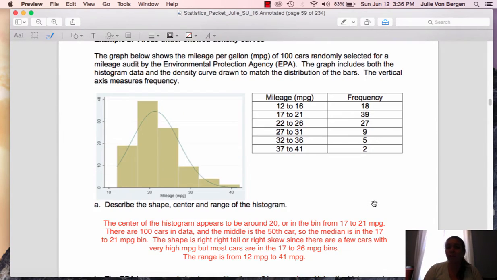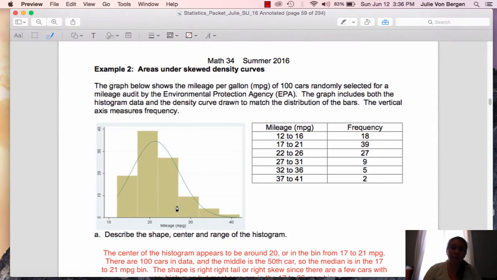Example 2 gives us another density curve, but notice this is what we call a skew density curve. It's got a tail out here on the right side, so we say this is a right tail or right skew density curve. So the graph below shows the mileage per gallon, MPG for short, of 100 cars randomly selected for a mileage audit by the Environmental Protection Agency, EPA. The graph includes both the histogram data and the density curve drawn to match the distribution of the bars.